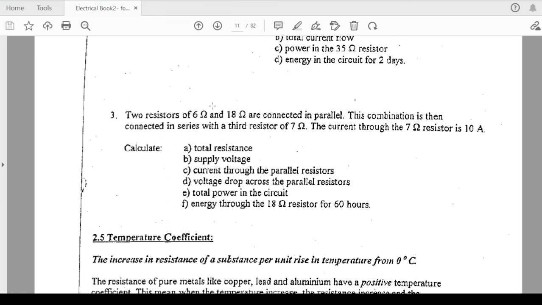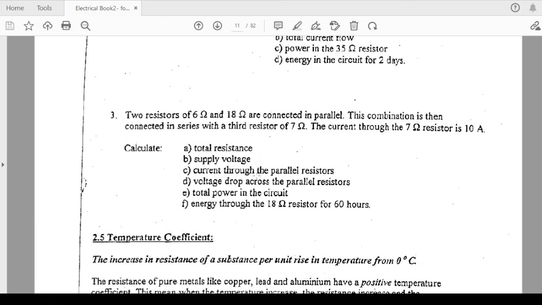Only the answer you get for these two when you do the parallel calculation can then be added to 7. Then it gives you total resistance. Supply voltage: you already have the total current of 10 amps and the resistance you have gotten here. So total resistance you have, total current you have. You can get total voltage, which is your supply voltage, using Ohm's law.